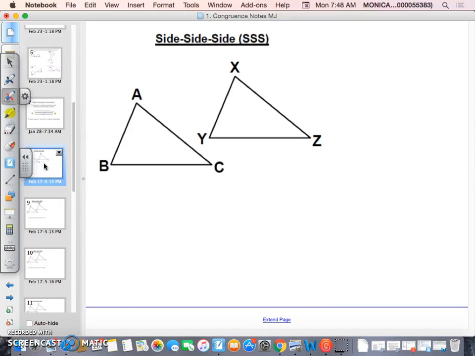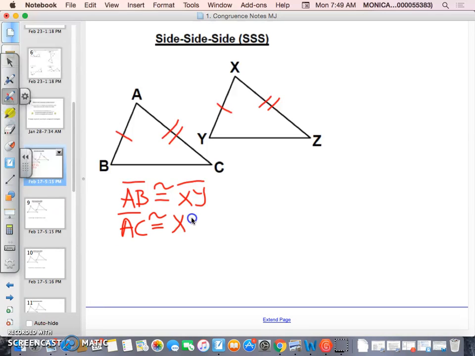So if you know for certain that side AB is congruent to XY, and then you can say that AC is congruent to XZ, and you can say that line segment BC is congruent to YZ, then you can say for certain that these two triangles are going to be congruent.